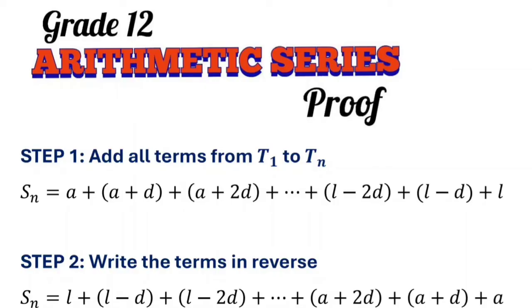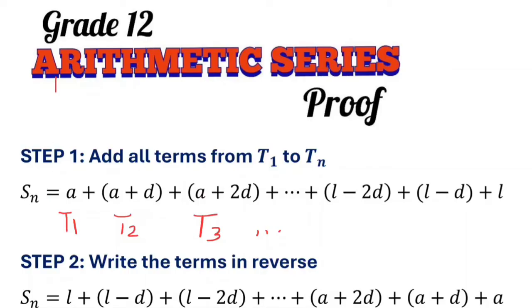Now remember that in arithmetic series, term 1 is represented by a. Term 2 will be a plus d. Term 3 would be a plus 2d. So here we have it. We are adding term 1, term 2, term 3, and we continue like that. So we add everything from the first term up to the last term.